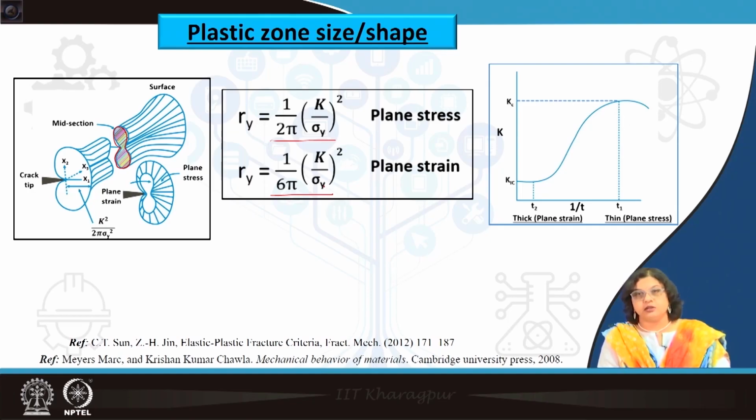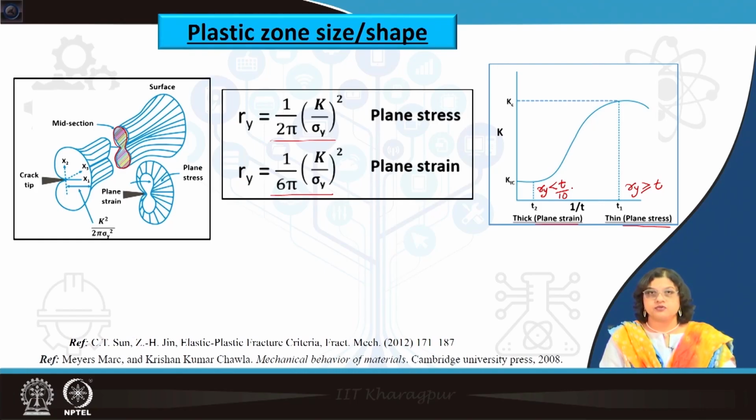We have also seen that based on the thickness of the component, plane strain or plane stress can generate. For a thin component, plane stress condition is active, and when we say thin, we mean that the plastic zone size developed is either greater than or equal to the thickness of the component. On the other hand, when we are talking about a thick component, plane strain condition generates, and that means that the plastic zone size generated is less than 1/10 of the thickness, or the thickness is typically 10 times the plastic zone size or even more than that.